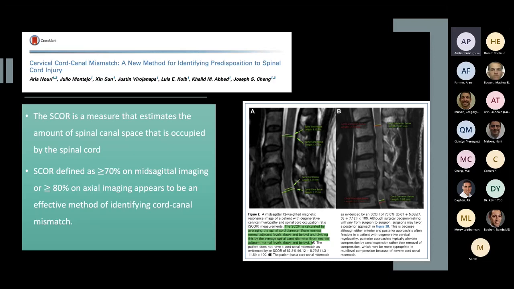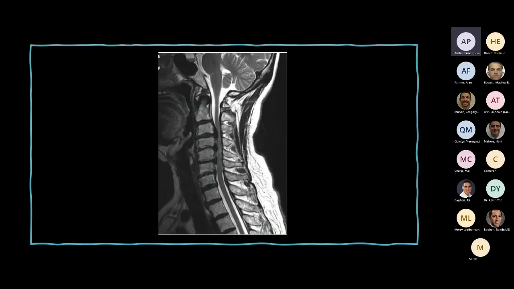You can see them measuring the canal versus the A to P diameter of the cord itself. It's defined as greater than 70% on a mid-sagittal image or greater than 80% on axial imaging, and can be indicative of patients who have a higher propensity for development of myelopathy.